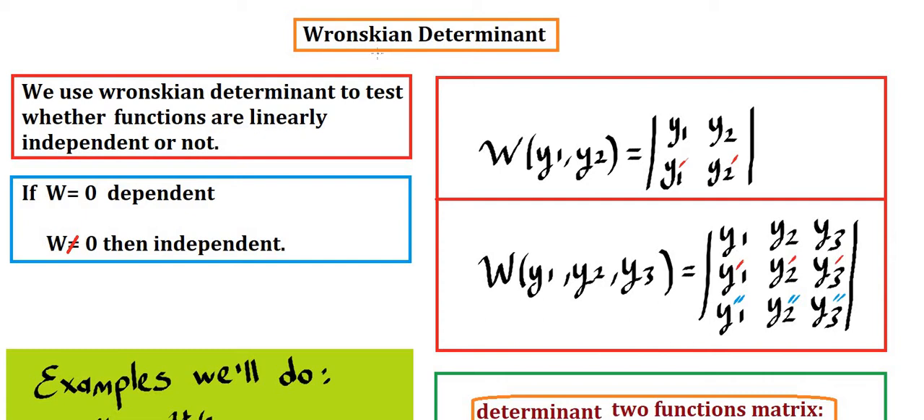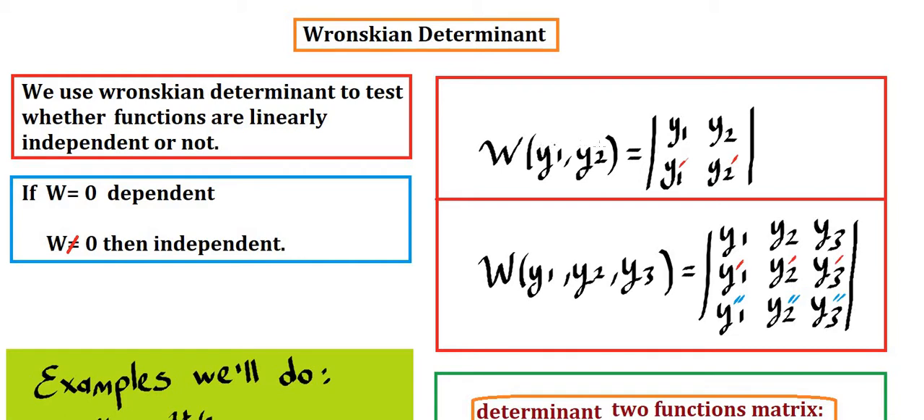Hello everybody. In this video, we're going to study the Wronskian determinant. We use the Wronskian determinant to test whether functions are linearly independent or not. If the Wronskian equals 0, then our functions are dependent. If the Wronskian is not equal to 0, then our functions are linearly independent.